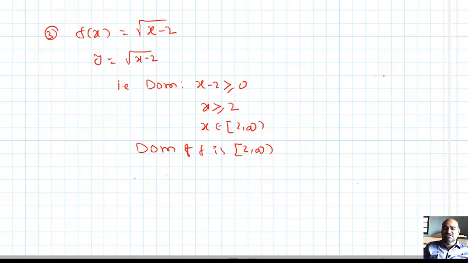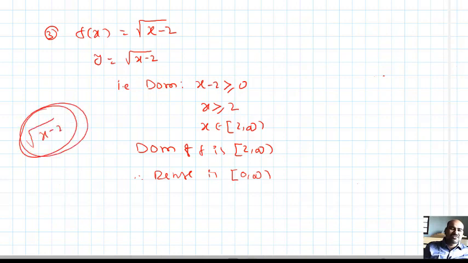Okay, therefore the range is closer to 0 to infinity, important. Once again, observe students, root over x minus 2. Root over means only the positive real number, or sometimes it may be 0. That's why I can say that root over means non-negative real number.